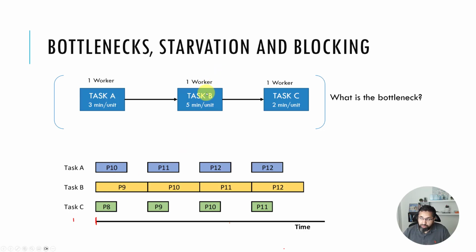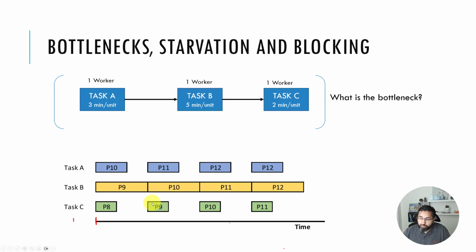Task B has to finish with P9 for P9 to go to task C. But because the previous task is taking longer, task C is going to sit idle until task B finishes P9, and that happens after 5 minutes. Okay, so of this 5-minute time window that we observed here, task C only gets to work 2 out of the 5 minutes, then it's done, and now it has to wait for task B to get done with P9 before it will get P9 to work on once it's done with P8.